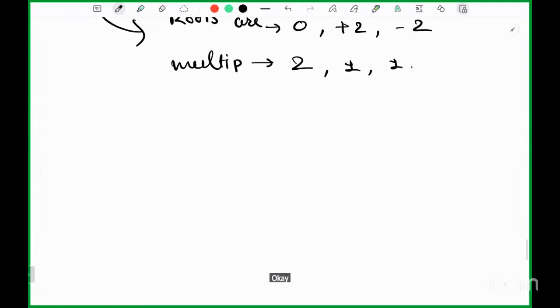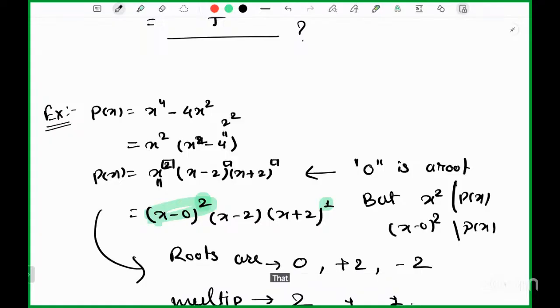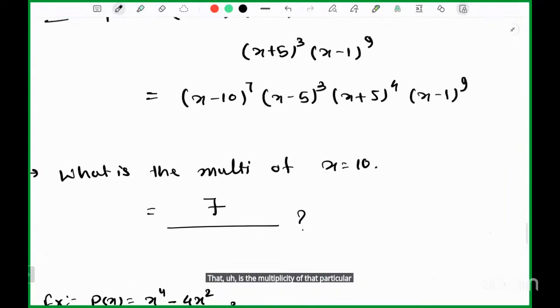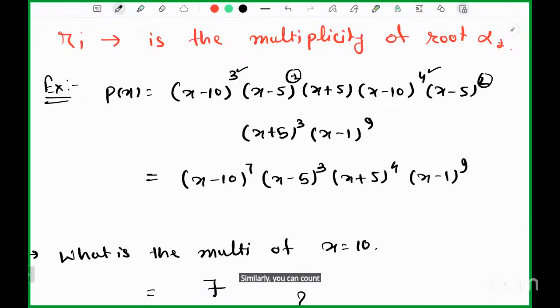Okay, fine. Now, regarding multiplicity, as we learned, multiplicity is just the number of times that factor occurs in our expression p of x. That is the multiplicity of that particular root. For example, here the multiplicity of x equals 10 is 7, because the power of the bracket x minus 10 is 7. Similarly, you can count the multiplicity of the others too.